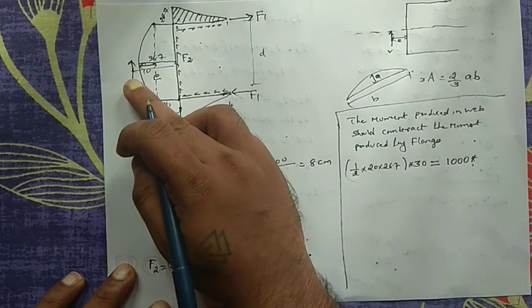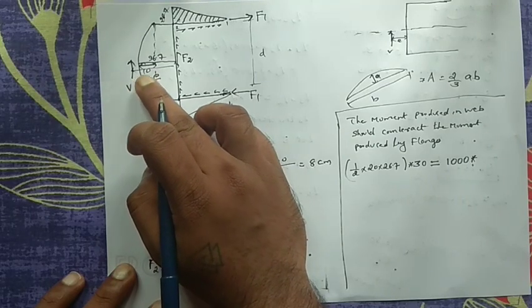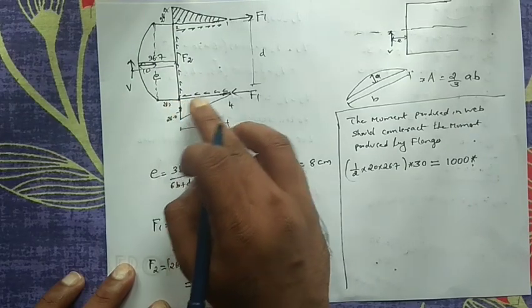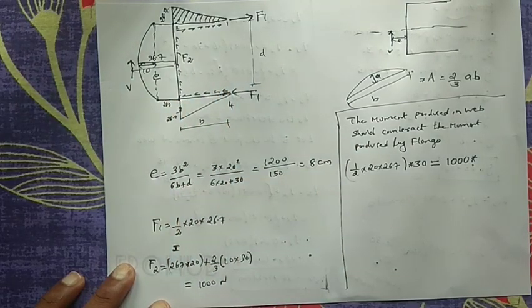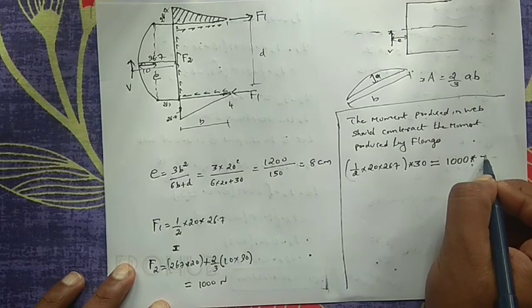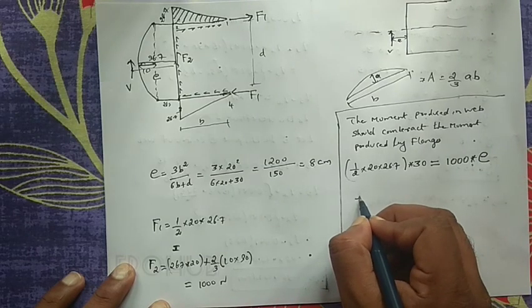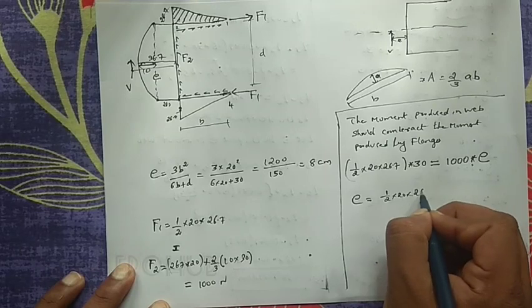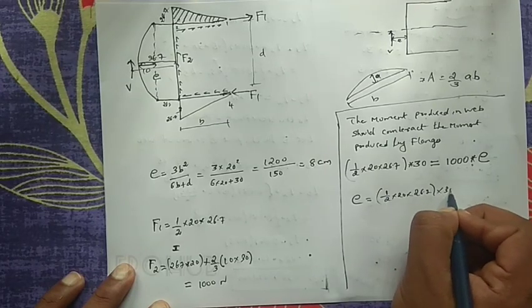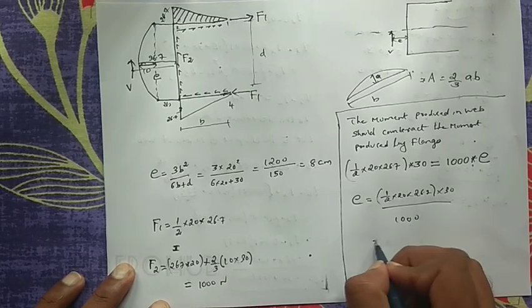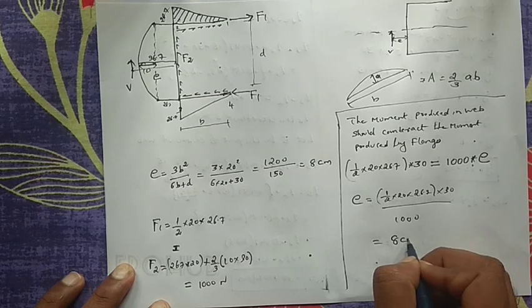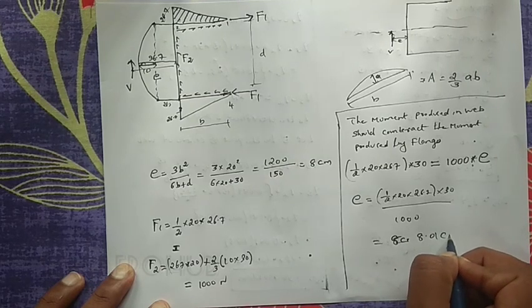So we have to provide the shear force at a point in such a way that the moment on the web as well as the moment on the flange should be the same. So that point will be the shear center, that will be E. So the value of E will be, after solving, 1 by 2 into 20 into 26.7 into 30 divided by 1000. Now you solve it. Finally I'll be getting the answer as 8.01 centimeter.